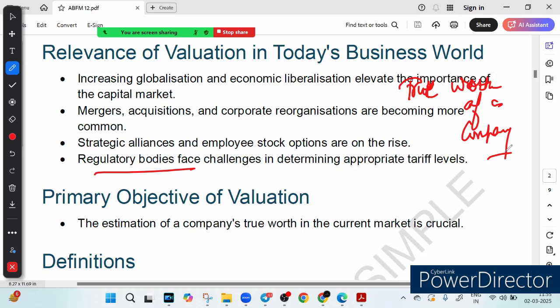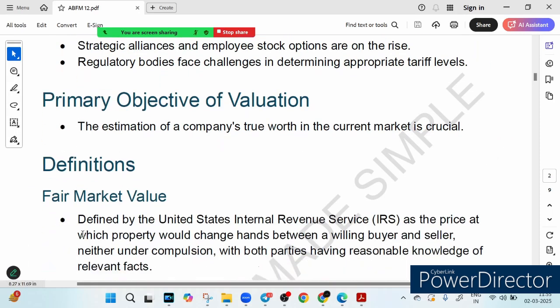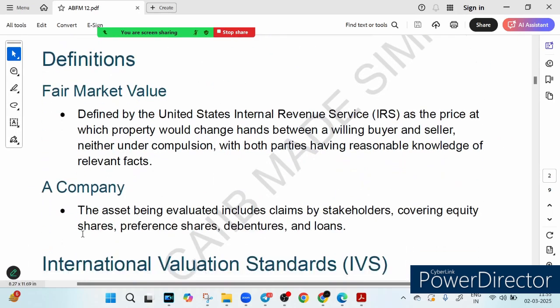Now let's talk about some basic definitions. The primary objective of valuation is the estimation of the company's true worth. First definition is fair market value. So friends, imagine you are buying a second hand car. You check the price, compare it with similar cars and agree on a fair deal with the seller. That is exactly how companies are valued too.